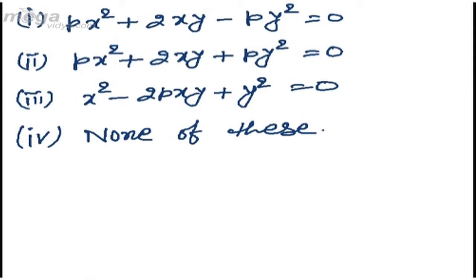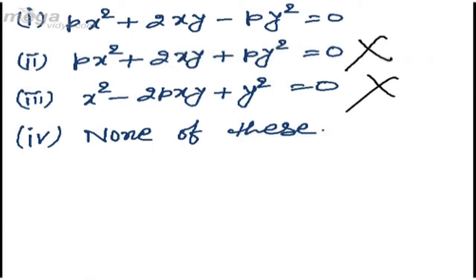correct option. You can see in the second option px square plus 2xy plus py square equal to 0. In this equation, the lines are not perpendicular, because for perpendicular lines the condition is a plus b equal to 0, but here you can see p plus p is not equal to 0. In the third option, here also you can see 1 plus 1 not equal to 0. It means these two are not the options.